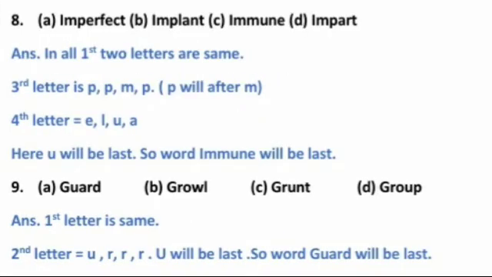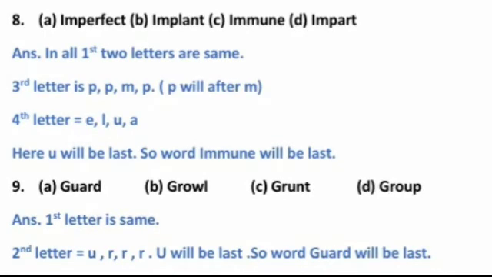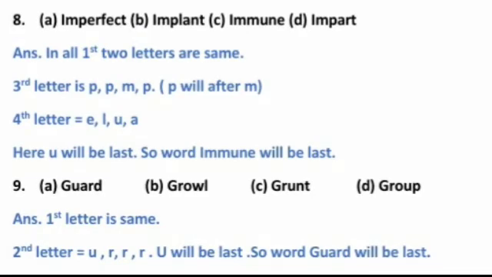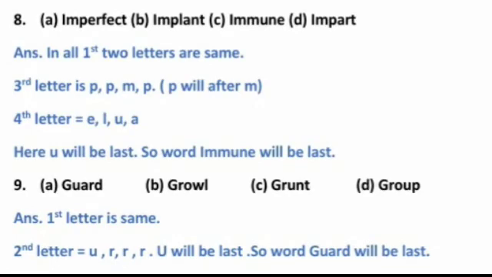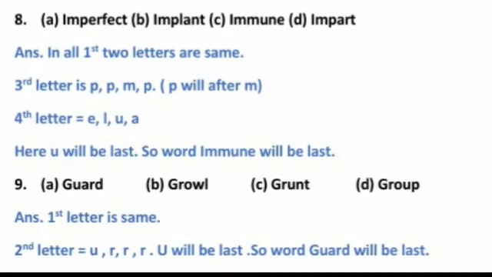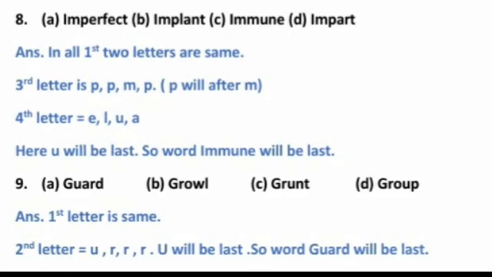Now I am going to question number 8. Again 4 words are given whose first 2 letters are the same. The third letter is given P, P, M, P. P will be after M. So the fourth letter we have to check, because here 3 words have the P. So the fourth letter is given E, L, U, A. Here U will be the last. So word immune will be the last word.